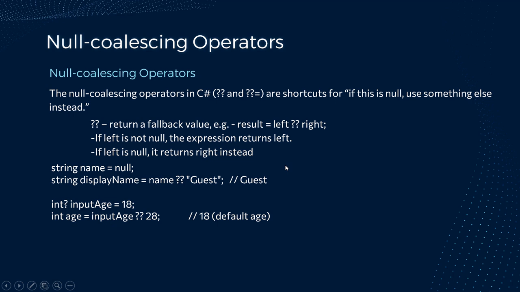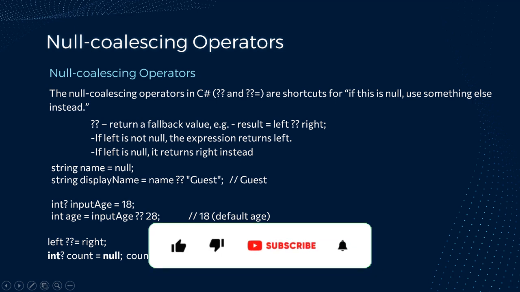Now we have one more operator, the null-coalescing assignment operator, which is double question mark equal to. Now what is the meaning of this? Left double question mark equal to right means if left is null, then assign right to left, otherwise nothing will happen. Here you can see one example: nullable int count is equal to null. Then count double question mark equal to 100. So count becomes 100 now because the value of count is null.